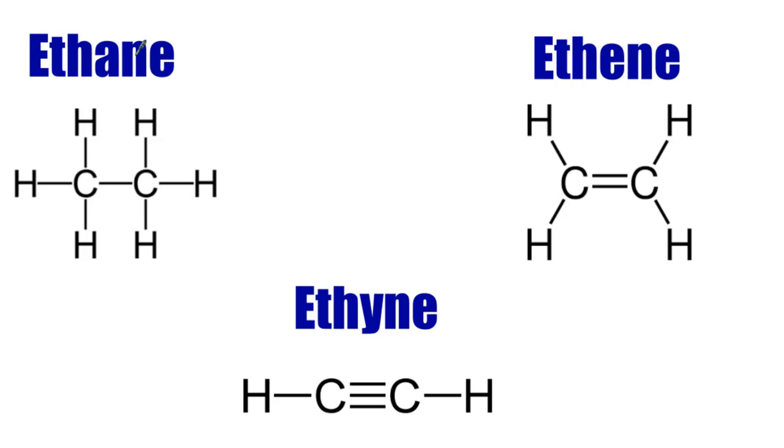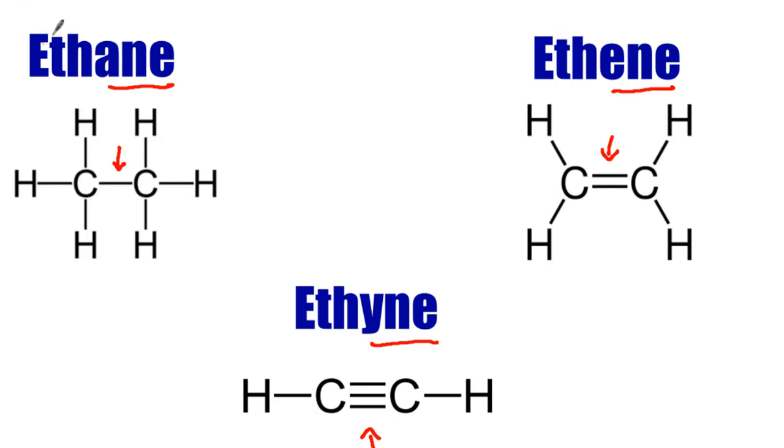And you can see that suffix, that ane, that ene, that yne signifies something. Ane signifies all single bonds. So you can see there's a single bond between the two carbons here. The ene signifies we have a double bond, and the yne signifies we have a triple bond. The good thing is it's in alphabetical order: ane, A-N-E, ene, E-N-E, yne, Y-N-E. And so single, double, triple bond.